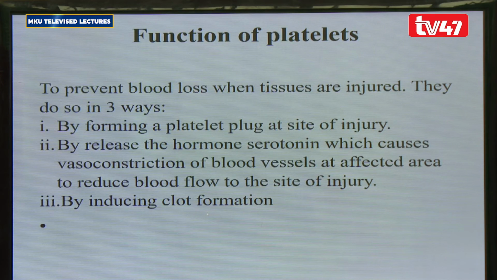For the function of the platelets, they play a role in preventing excessive loss of blood, and they do that in three ways. One, at the site of injury, many platelets come together and form a solid mass that we call a platelet plug, therefore preventing excessive loss of blood. They also release a hormone that we call serotonin at the site of injury, which causes vasoconstriction, or the narrowing of blood vessels in the injured area, causing less flow of blood to the injured area, therefore preventing loss of blood. And thirdly, they can cause the formation of a clot, which prevents the loss of blood.